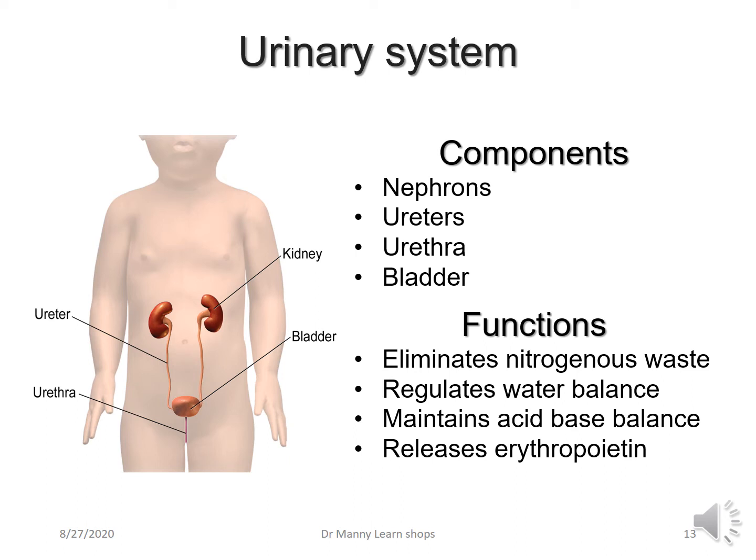The urinary system consists of the kidneys, which contain nephrons, tubes, the ureters, the urethra, and the urinary bladder. Its functions are to eliminate nitrogenous wastes, regulate water balance, maintain acid-base balance, and to release erythropoietin when required to produce red blood cells.